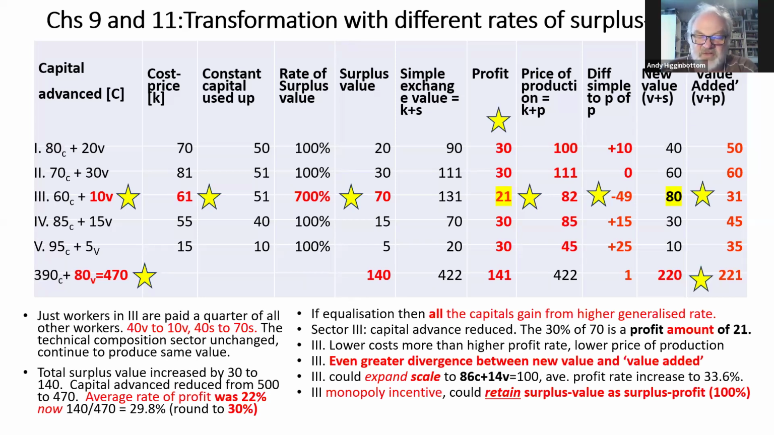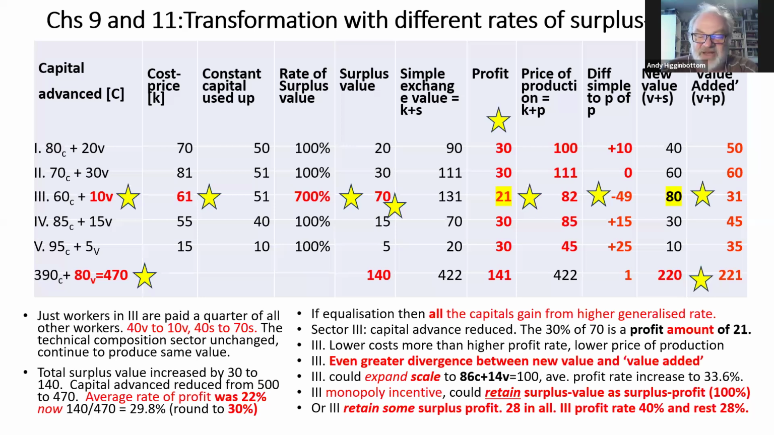There's another scenario, which is why should the capitalists in sector 3 give up all this extra surplus value and allow it, if you like, to be shared with all the other capitals in all the other sectors, right? So there's a strong incentive to monopoly in this type of situation. And they could work a way of retaining the surplus value produced in their sector as a surplus profit. And the rate of profit, if they did retain it, if you work it out, 70 over 70 would be a 100% rate of profit. So it definitely is a surplus profit.